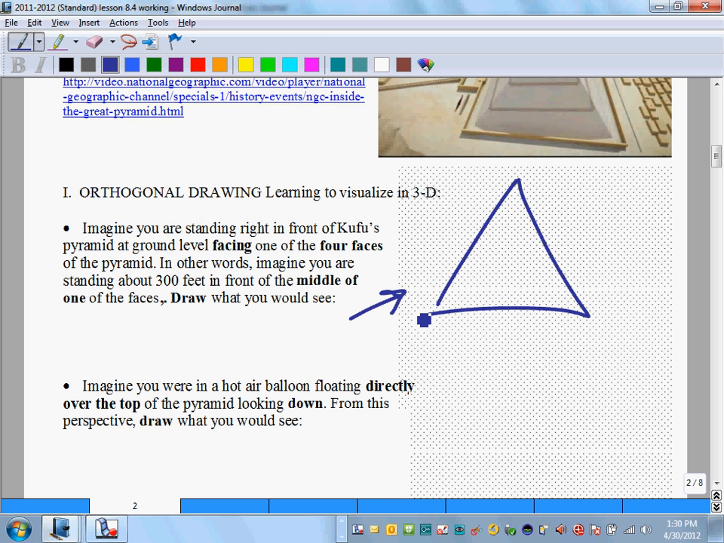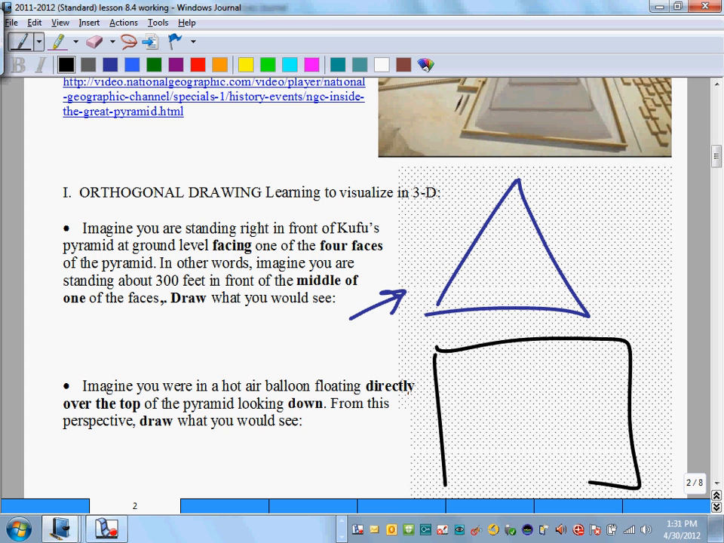Ready? Take a look up here. How many have a triangle? I do. I got one. Okay, now, here's the second one. Imagine you're in a hot air balloon floating right over the top of the apex. That's the top of the pyramid, looking straight down. I'd like you to draw in 2 dimensions. What would you see? Go. In 2 dimensions, what would you see?